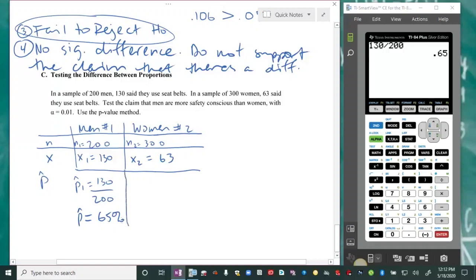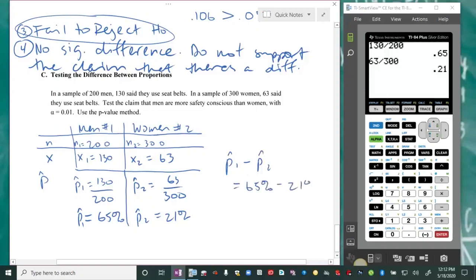For the women, 63 out of 300, it's not going to be that great, right? So P2 is going to be 63 out of 300. So let's do that as well. 63 divided by 300. And we end up with a much smaller percentage. So P2 hat of 21%. So it looks like we have a pretty big difference, don't we? So our sample difference, P1 hat minus P2 hat, is 65% minus 21%, which is what, 45%? It's a pretty big difference. So I'm expecting to find a significant difference as I test based on these values.